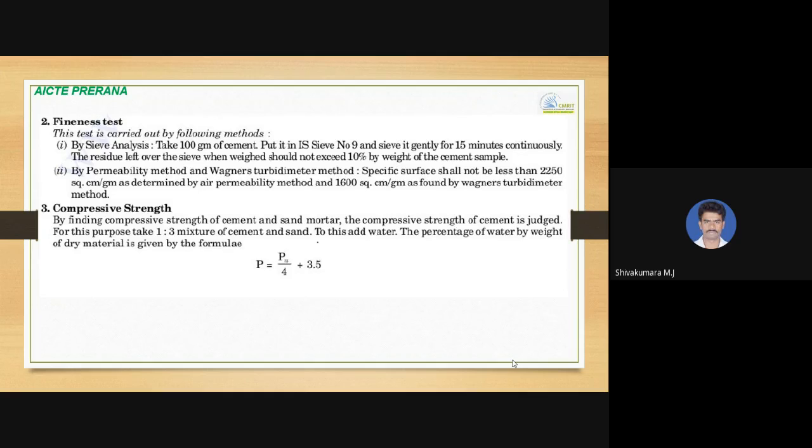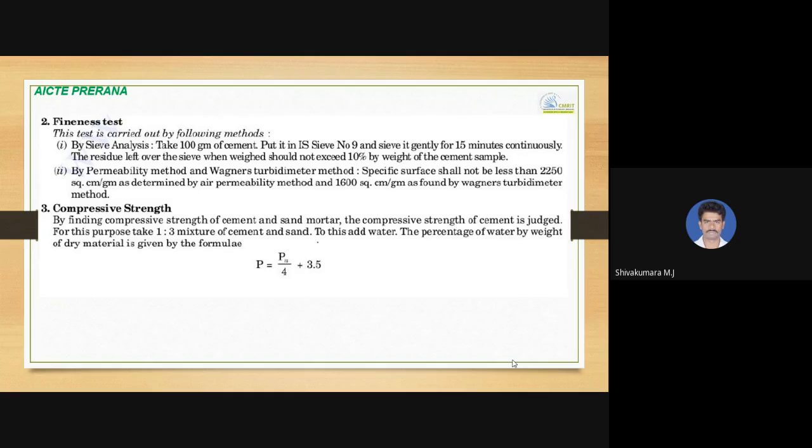So after 28 days it is going to get its highest strength. A compressive testing machine you will use. The load at failure will be taken, and the load at failure divided by the cross-sectional area, that is 7.06 by 7.06, is the area. If you divide, you are going to get the compressive strength of cement.